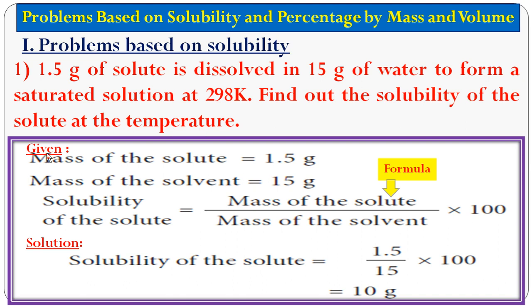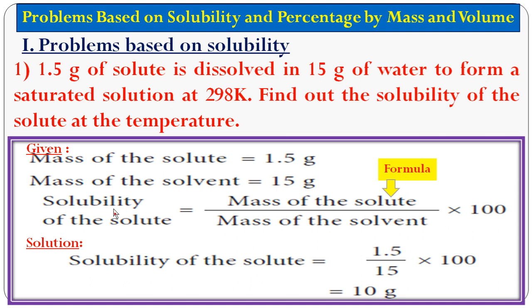In this problem, what is given? Solute is given and the solvent is given. What is asking? You have to find the solubility. Solubility means you have to find out for 100 gram. So, mass of the solute is equal to 1.5 gram, and mass of the solvent, that is water, 15 gram. Okay. Now, what is asking?